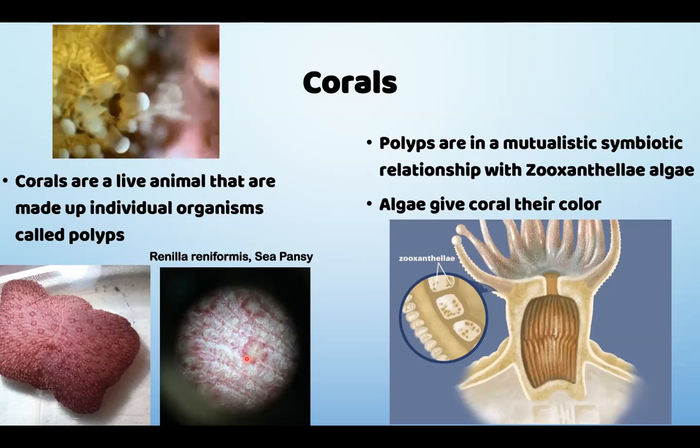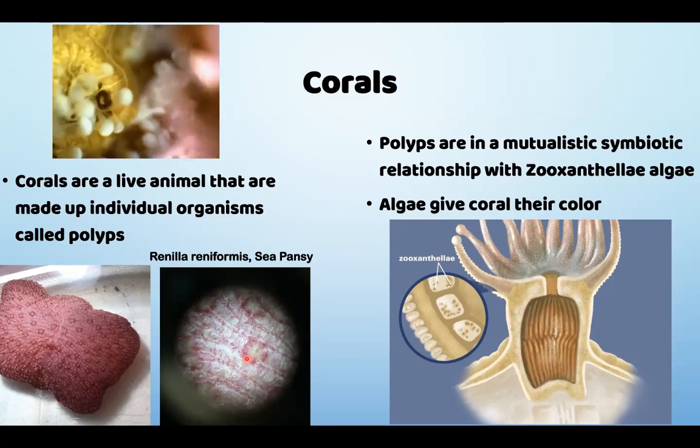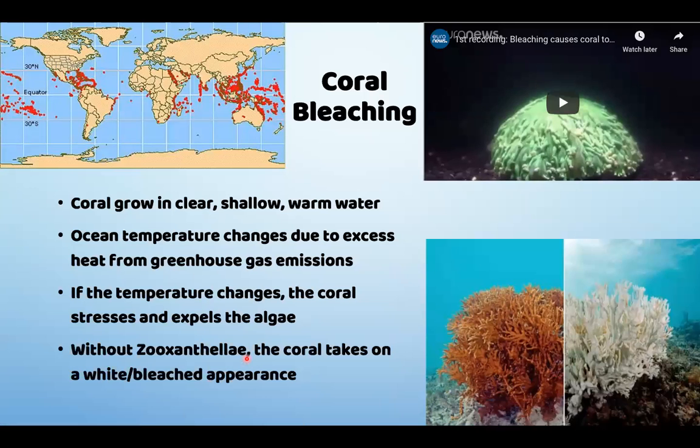About 98% of the products of photosynthesis, which includes glucose, glycerol, and amino acids from the algae, are transferred to the host, the polyp. And the zooxanthellae algae gives corals their color. So, coral bleaching. Corals need to grow in clear, shallow, warm water. More specifically, tropical corals need to grow in clear and shallow water so that zooxanthellae can photosynthesize. They're like tiny plant-like cells or organisms.